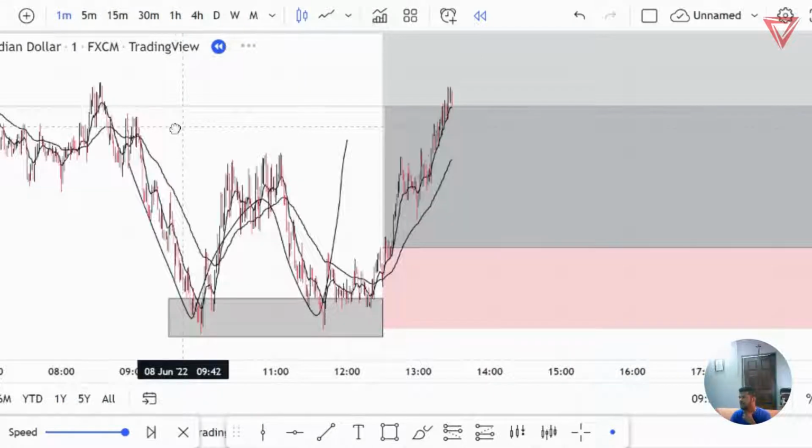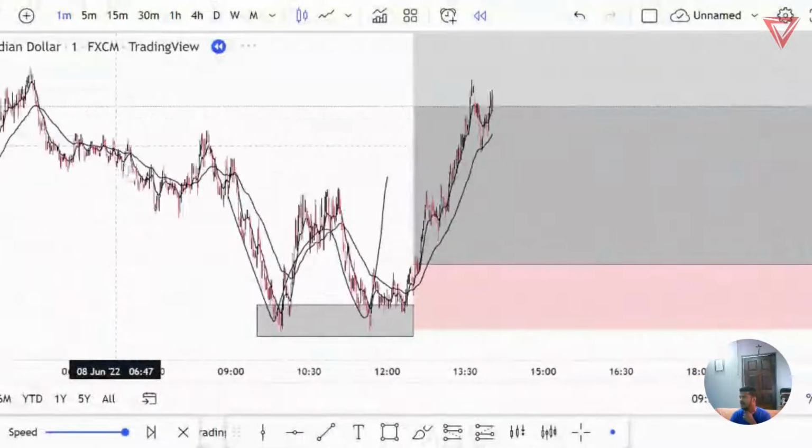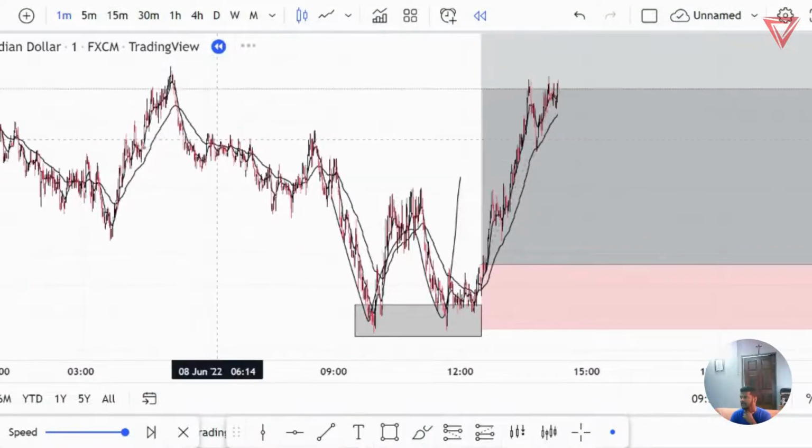And as you can see, almost instantaneous profit. And then there you go.